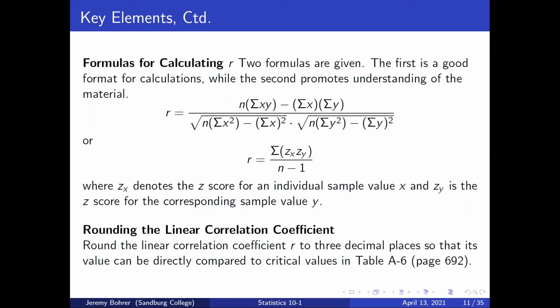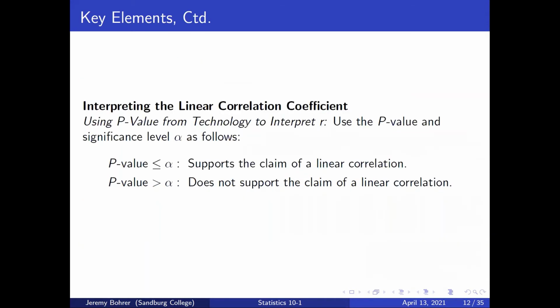Round the linear correlation coefficient R to 3 decimal places so that its value can be directly compared to critical values in Table A-6 on page 692. Interpreting the linear correlation coefficient. Using the p-value from technology to interpret R, we use the p-value and significance level alpha as follows. If the p-value is less than or equal to alpha, this supports the claim of a linear correlation. If the p-value is greater than alpha, it does not support the claim of a linear correlation.